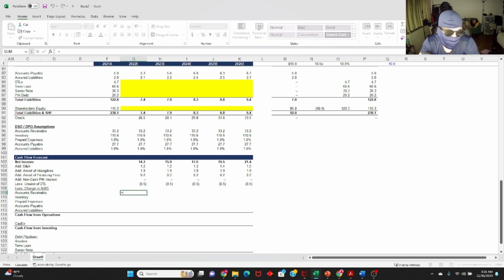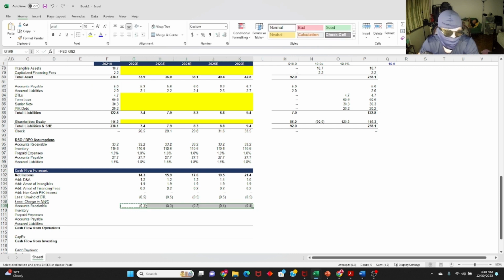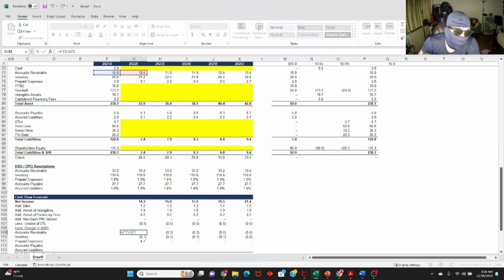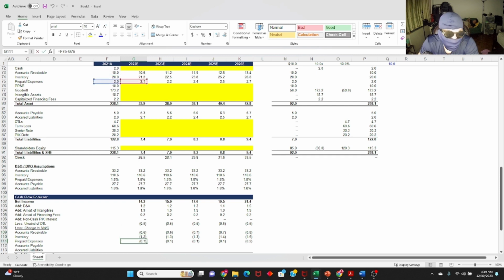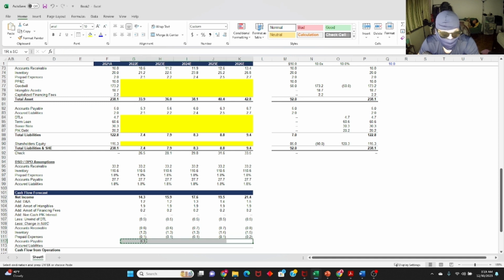And now for accounts receivable, remember for assets, it's a use of cash. So you're going to do the prior year minus the previous year. So any increases would be negative, any decreases would be positive. Oops. Almost messed up here. Accounts receivable. And then for your liabilities, it's a source of cash. So it's your current year minus your previous year. So any increases would be cash flowing in. Any decreases would be cash flowing out.